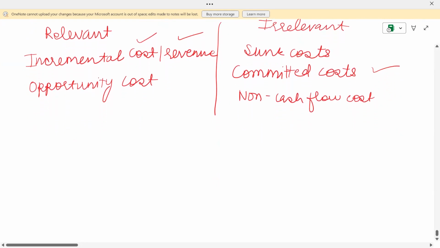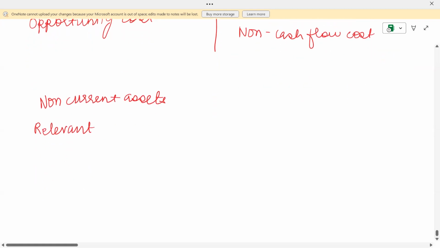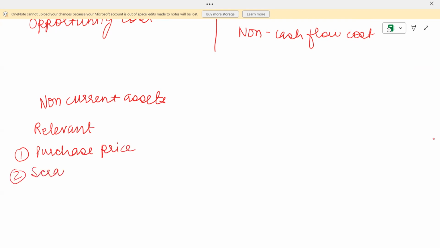Now let's also try to see what are the relevant costs when it comes to non-current assets. So when it comes to non-current assets, typically what the relevant cash flows will be, I'm talking about the relevant cash flows first. The things that are going to be relevant, first of all, it's going to be the purchase price. So this is the amount of money that you need to pay out to buy the asset. Then another thing which will be relevant is the scrap value or the disposal proceeds.